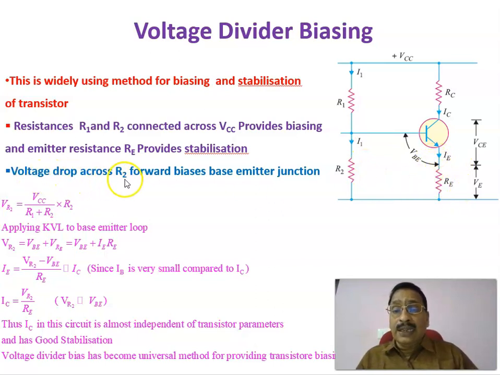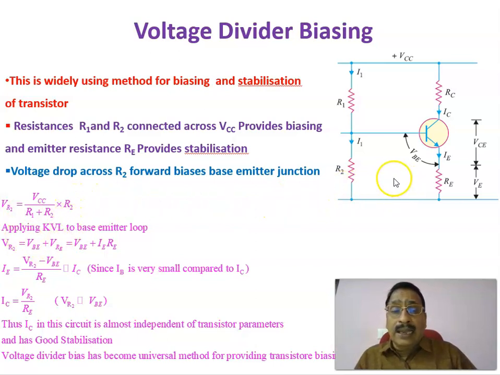Then the voltage drop across R2 will be forward biasing the base emitter junction. Now if you write the voltage across R2, that is given by VCC divided by R1 plus R2 into R2. That is the voltage across the resistance R2.